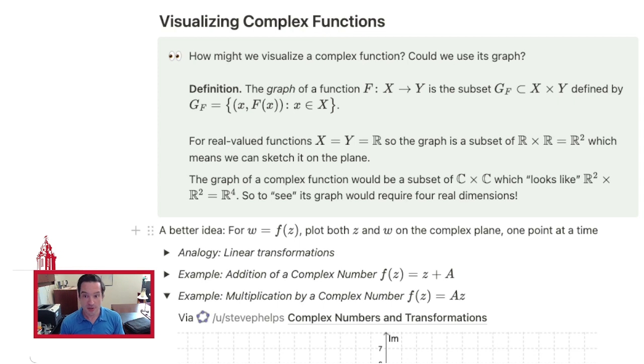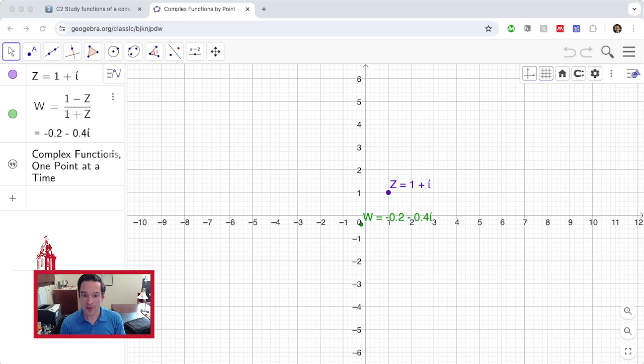For a complex function w equals f of z, we're going to plot both z and w, both the input and the output, on the same copy of the complex plane. So what might that look like? Here's an example of a complex function. The function w equals 1 minus z over 1 plus z. Right? We're going to call this type of function a Mobius transformation in our next video. But just taken as an example of a complex function whose input is a complex number z and whose output is the ratio of 1 minus z over 1 plus z.